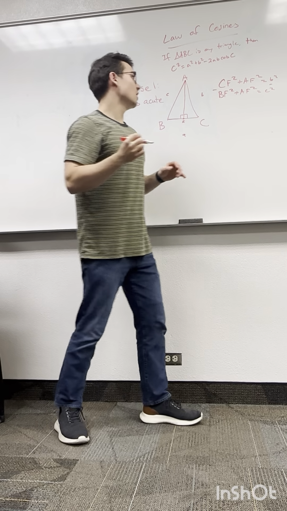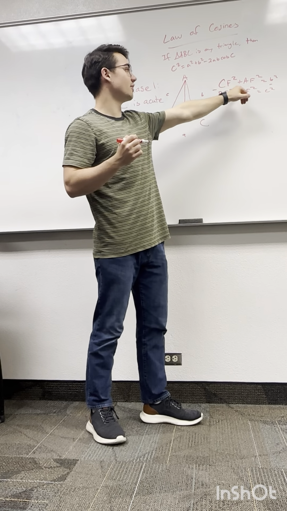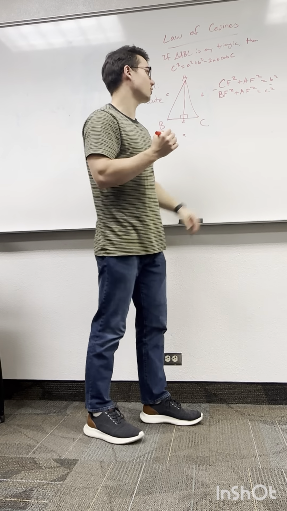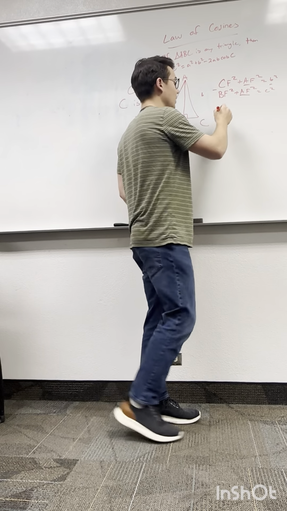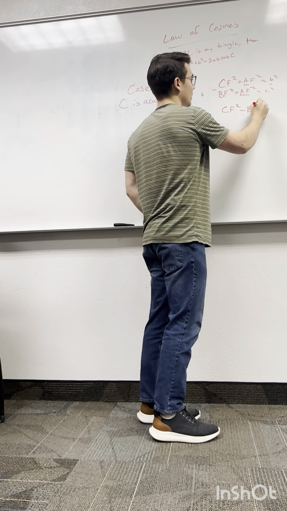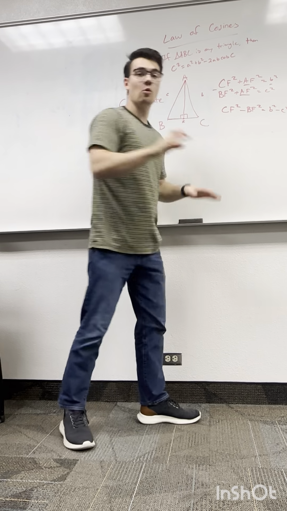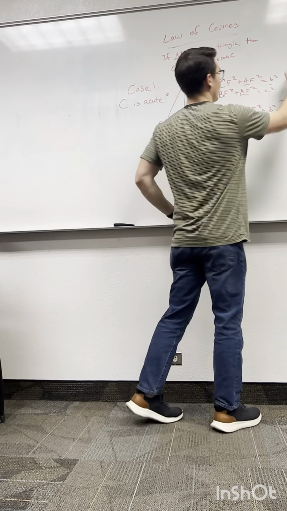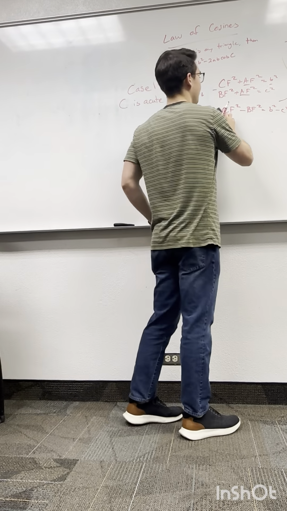What we're going to do with these two equations is subtract each side from itself. We're going to subtract BF squared plus AF squared from CF squared plus AF squared, and we're going to subtract C squared from B squared. You'll notice that AF squared appears in both of these, so those are just going to cancel out, and we're going to get CF squared minus BF squared is equal to B squared minus C squared. Now, we're just going to tuck this away for a little bit while we work on this acute case.